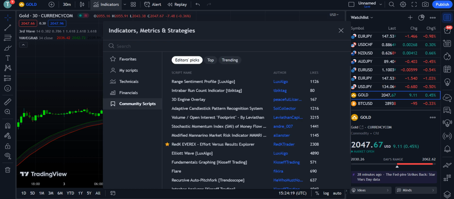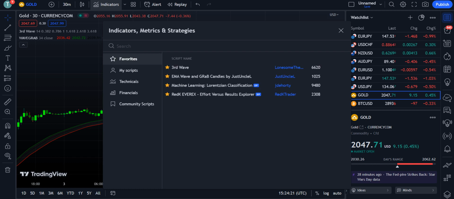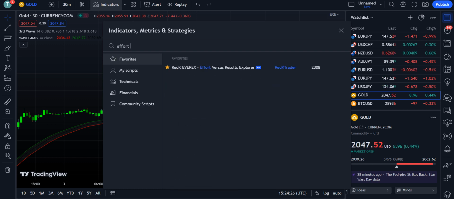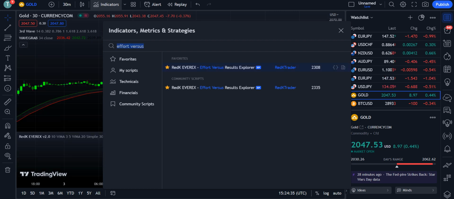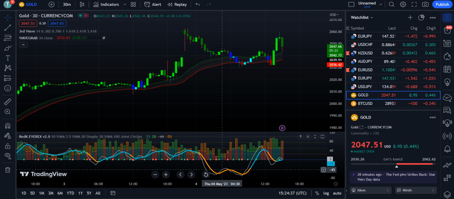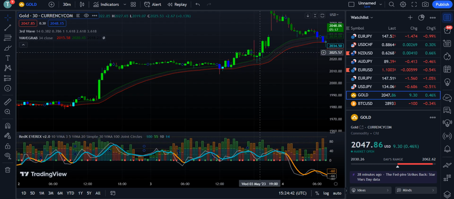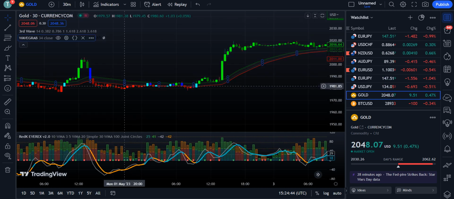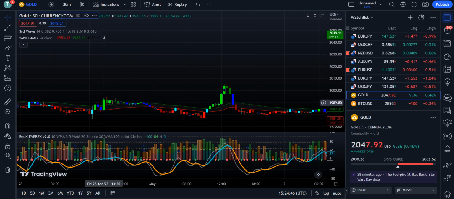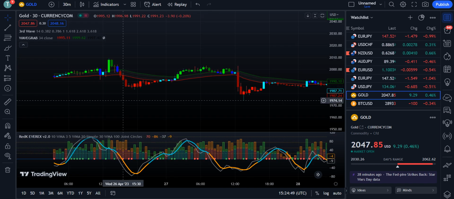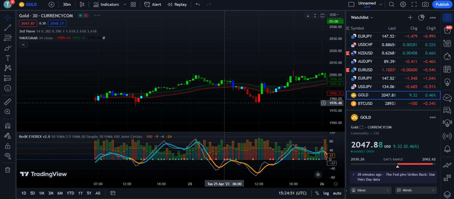The last and final indicator that we are going to use from here is the Effort versus Results Explorer, that is by Red K Trader. 2,308 traders are using this indicator. So simply click on it. It will be applied on your chart. Here, as you can see, our trading tools have been applied, and now our chart is looking like this, as it is in front of you.